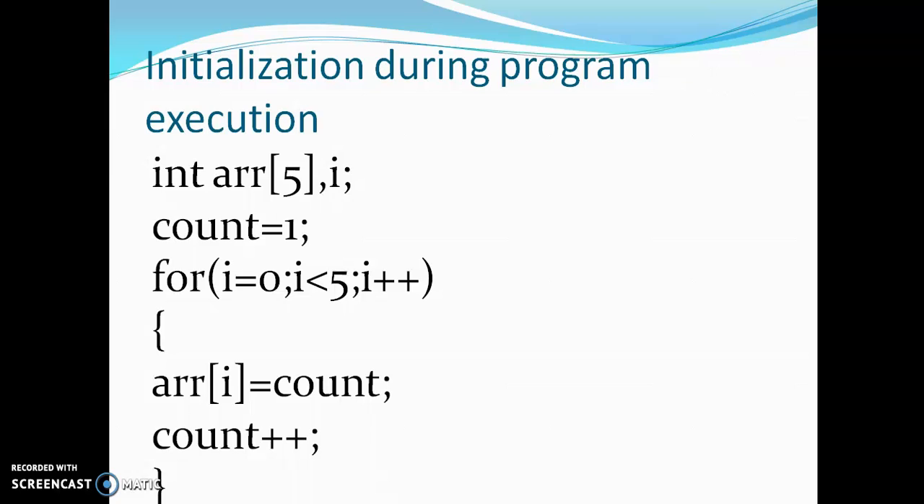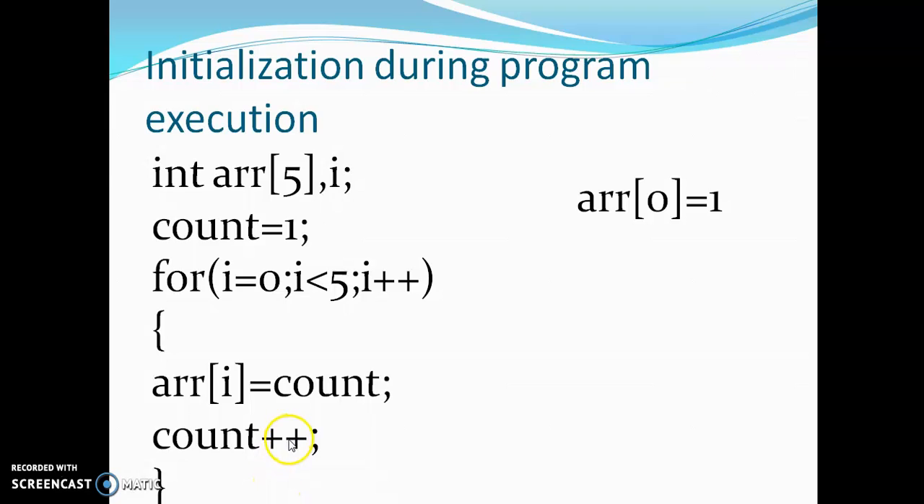If you want to do the initialization during execution of the program, that is dynamically, then in this case we are considering another variable called count, and it is initialized to value 1. So we are assigning the count value to the array element. For i = 0, i < 5, i++, arr[i] = count. So i is initially 0, arr[0] equals count. Count is having value 1, so that will be added to arr[0]. You can observe here, arr[0] = 1 is assigned.